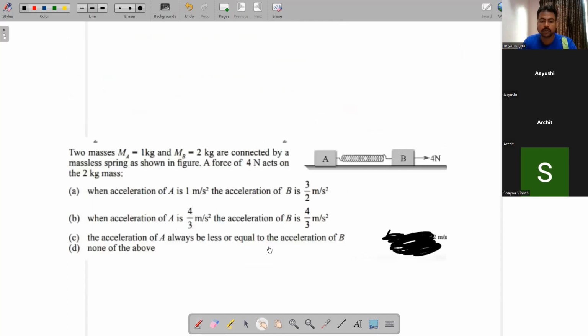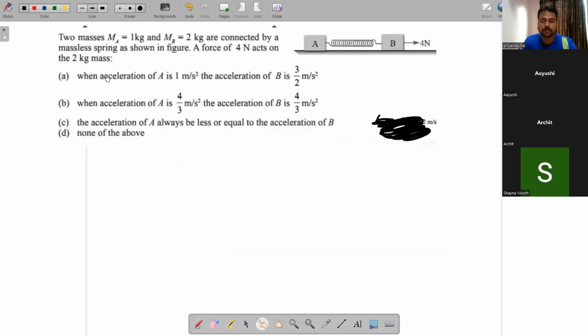This is a multiple correct choice question. So more than one option may be correct. So you have to check all the options.